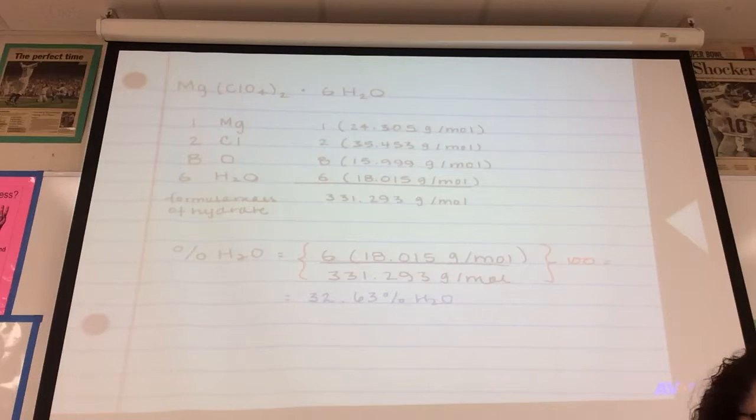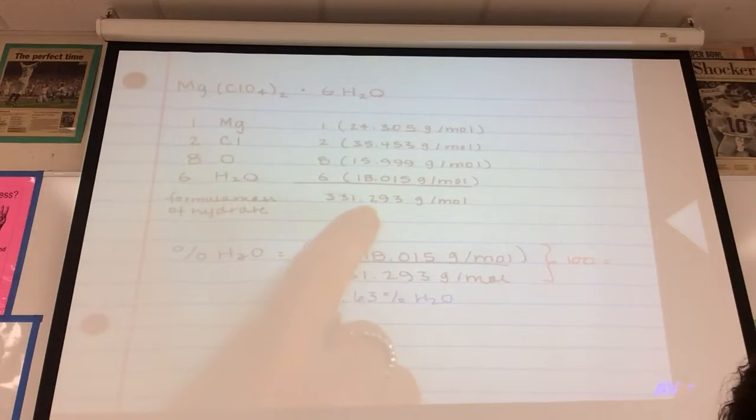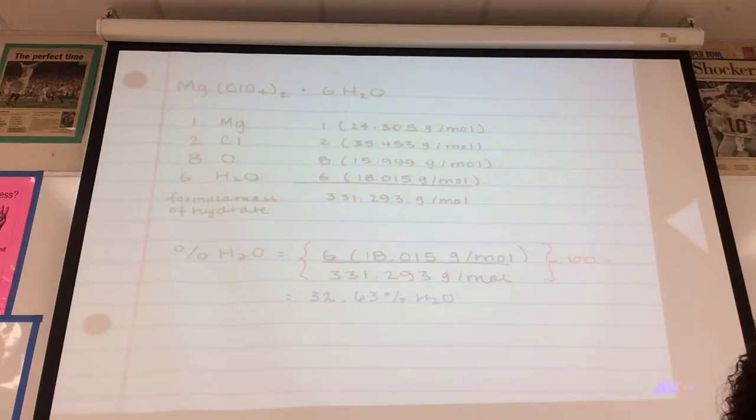So grossly similar to what we did the other day. You figure out how many waters you have from the chemical formula. You multiply it by the molecular mass of water. You divide by the formula mass of the hydrate. That includes the water molecules. That's the common error. Be careful. Divide, multiply by 100. There's your percent water. Questions? Let's set the second one up and make sure you can do it.